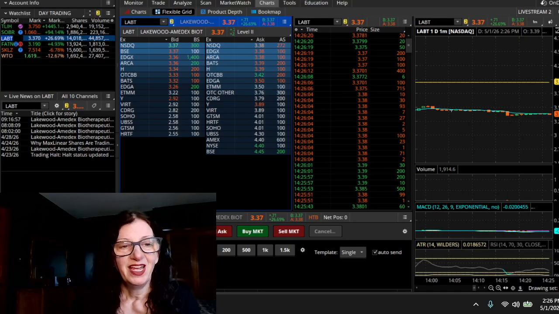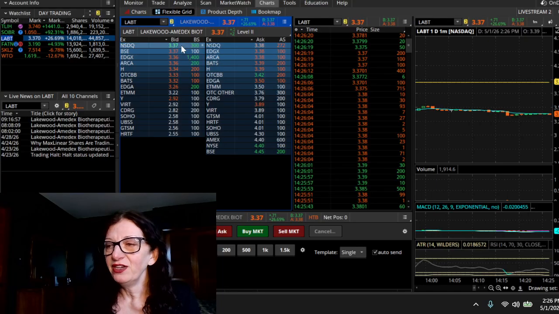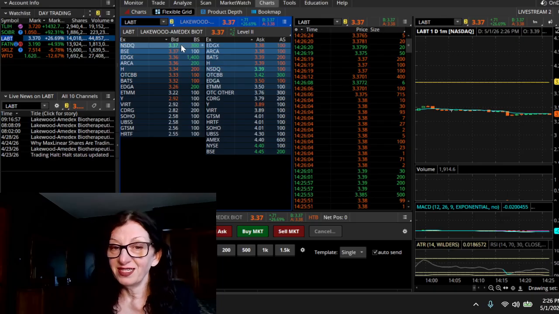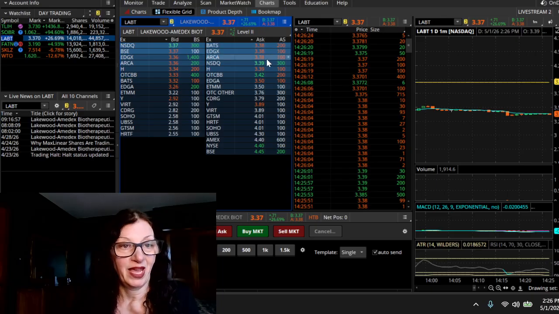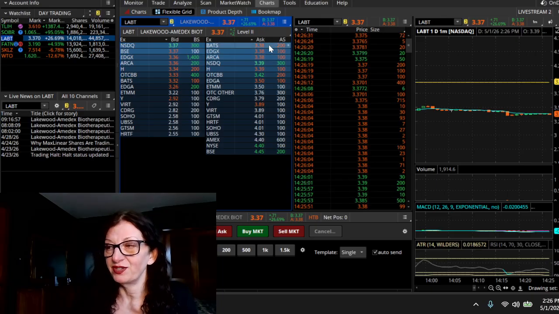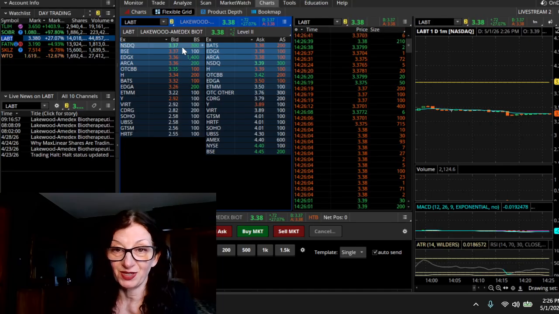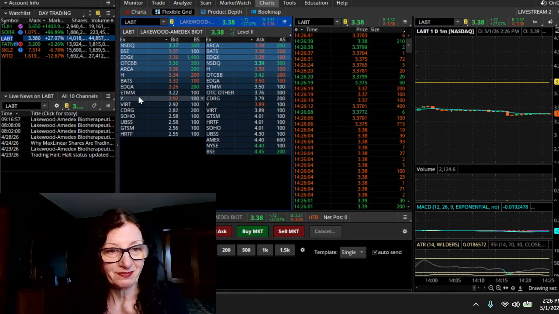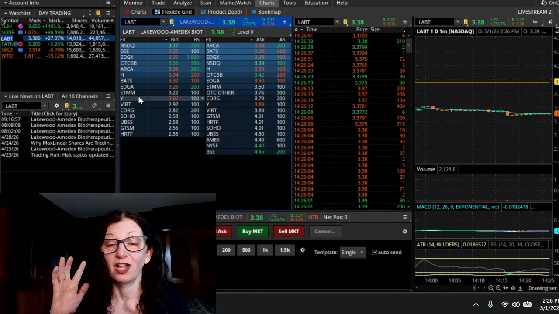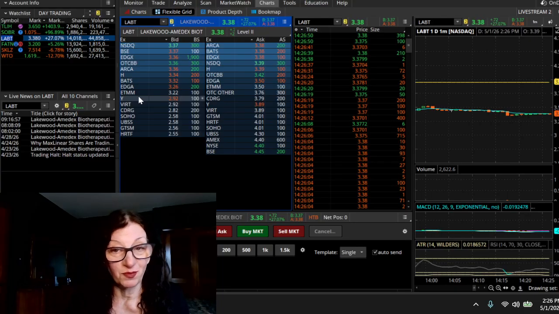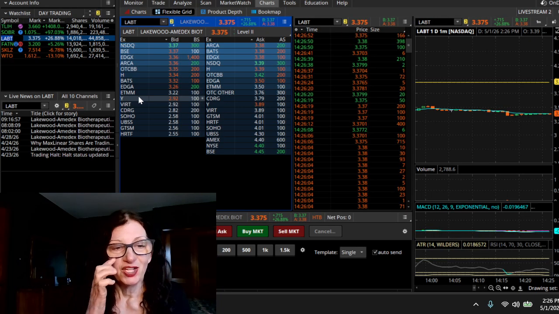Now, you might notice that the price at the top of the bid and the price at the top of the ask are different. Because the people who want to sell shares are only willing to go down as low as $3.38, and the people who want to buy shares are only willing to pay as much as $3.37. This difference is called the spread. A lot of times deals are made somewhere in the middle.